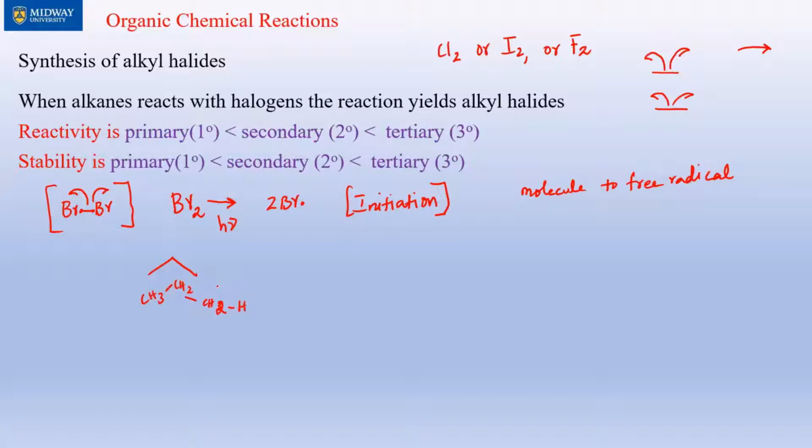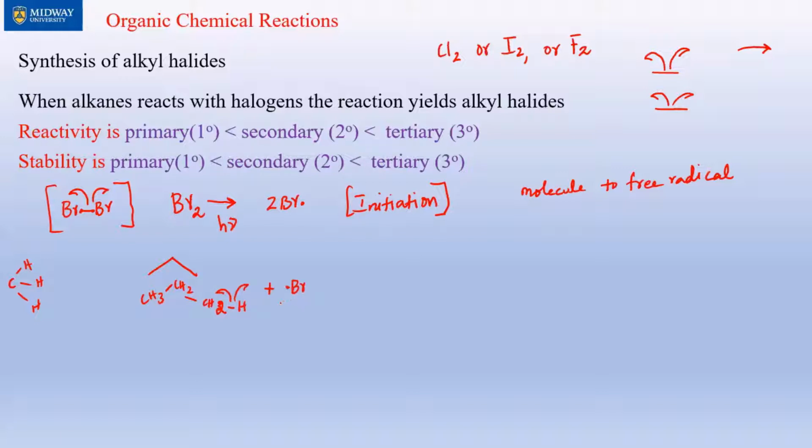A CH3 is CH2, a carbon attached to 3 hydrogens, right? So what I did is I only wrote one of them attached to CH2. It reacts with one of the free radicals. Now what happens here is this bond between the CH carbon and this hydrogen is broken into 2 pieces.